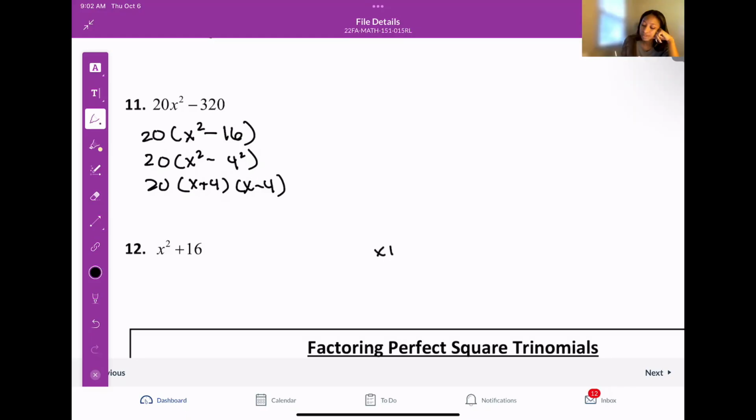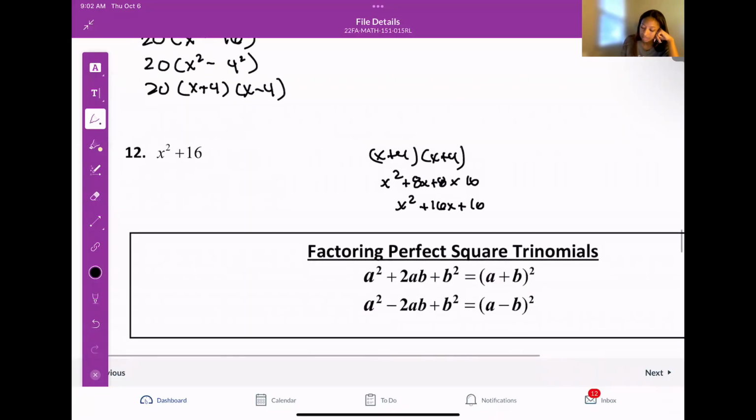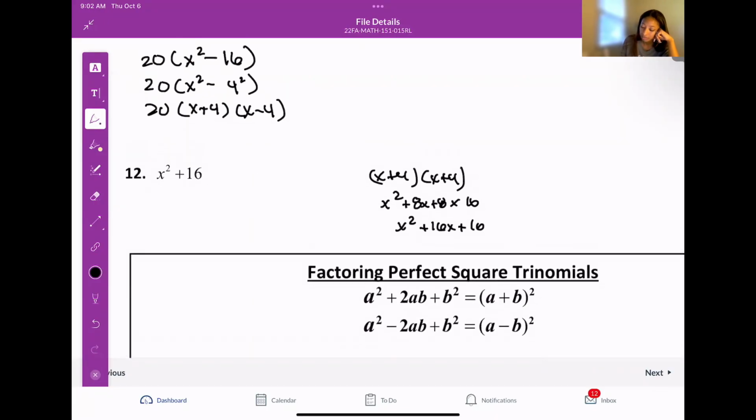All right, x plus 4 times x plus 4 would be x squared plus 4x plus 4x plus 16, which is x squared plus 8x plus 16. So that does not work. This actually matches up with what we have here.